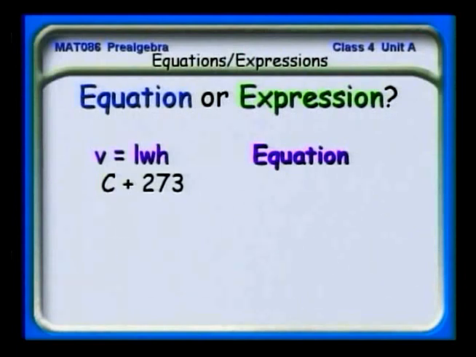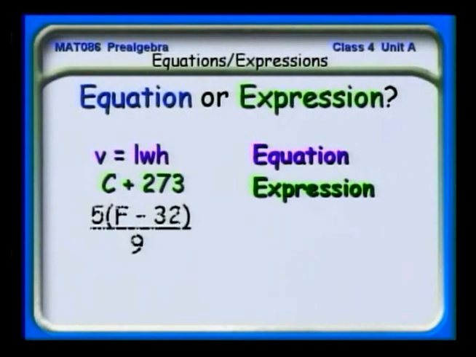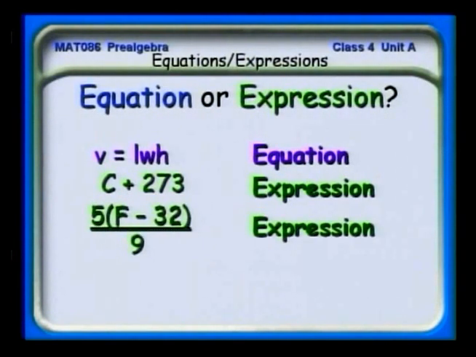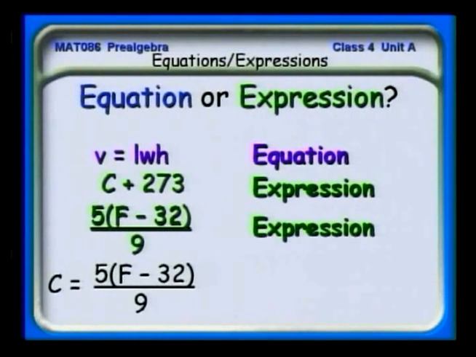C plus 273. Expression, there's no equal sign, it's just a mathematical statement with two terms in it. 5 times the quantity f minus 32 over 9. That also is an expression because there's no equal sign. Here's something very similar. C equals 5 times the quantity f minus 32 divided by 9. That's an equation because of the equal sign.